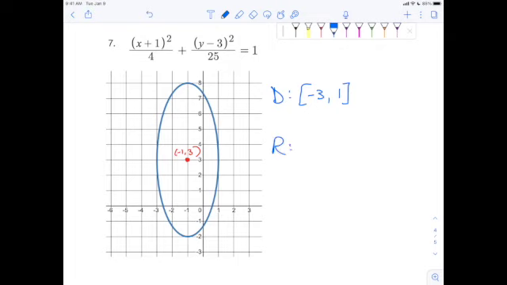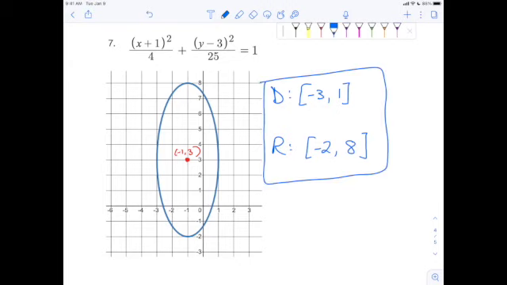And the range, very similarly, does not exist at negative infinity, but starts when y is -2, and has all these y values, but the greatest y value it ever has is +8. So that would be from -2 to +8, inclusive on both sides, so double brackets, and there we go. There's our domain and range.